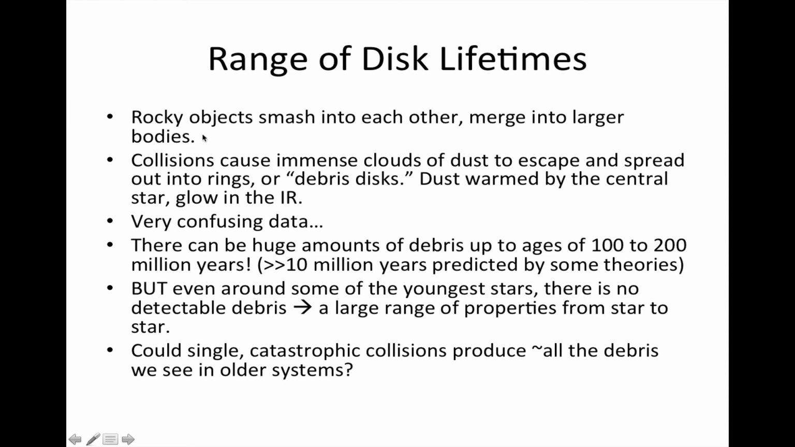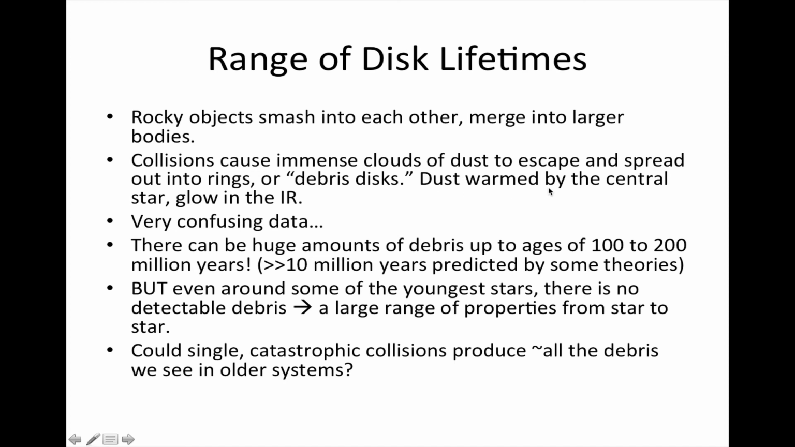And somehow the rocky objects smash into each other and merge into larger bodies. Again, nobody understands exactly how that works. In the lab and in calculations, it's pretty easy to get up to millimeter, centimeter size rocks. It's really hard to get larger rocks. It's because what happens is there's usually so much energy that the things smash into each other and break apart rather than merge. So no one really understands how that works. But certainly the collisions are going to cause clouds of dust, and you're going to end up with these debris disks, so-called debris disks, where you have debris from these collisions spread out into the disk.